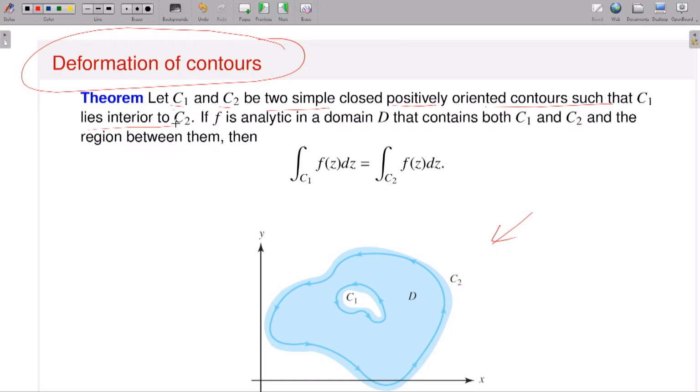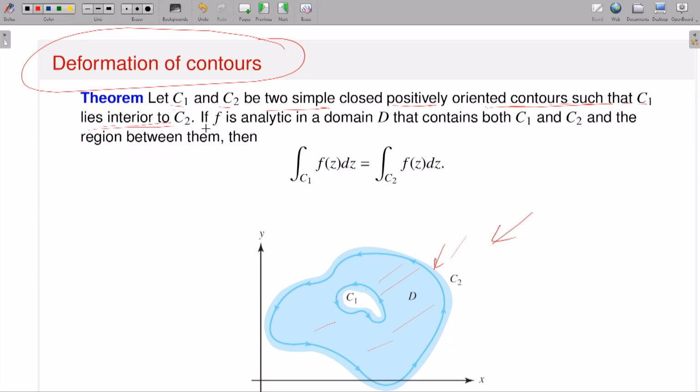The meaning is that C2 is a simple closed contour, right? So what is the interior? The interior is this domain, but the white portion will not be there, because the white portion is not a part of the domain. But I am considering another contour C1, which is this one. You see, it stays in the blue region. That means it is in the interior region bounded by C2. That's exactly what I have written: C1 and C2 are two simple closed positively oriented contours such that C1 lies interior to C2. The picture makes it clear.